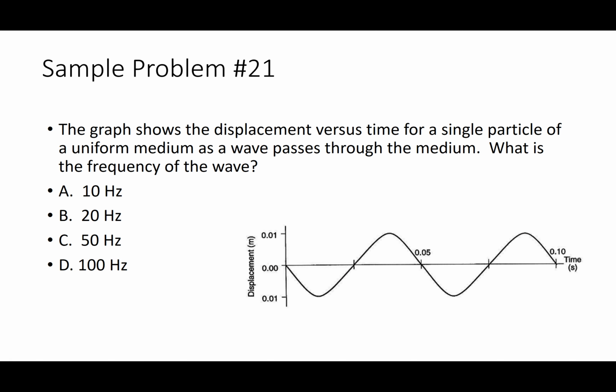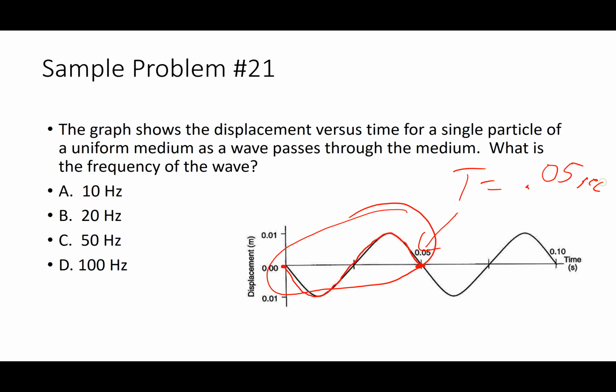All right, so practice problem 21, the graph shows the displacement versus time for a single particle of a uniform medium as a wave passes through the medium. What's the frequency of the wave? So we're looking at a displacement against time graph. That tells us that from this graph, we can find frequency, we can find period. If we start at this point, the wave goes down, it goes up, it comes back down, and then right here, that wave begins to start over. So this portion is one complete wavelength. And for that to happen, it took 0.05 seconds. Well, that means that the period is 0.05 seconds.